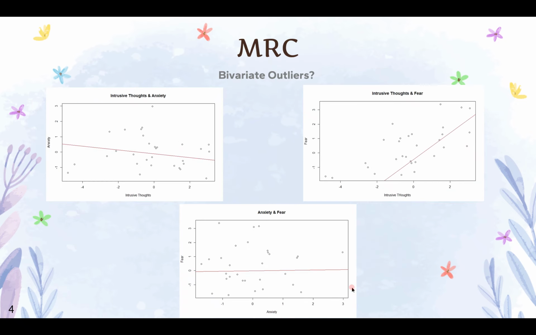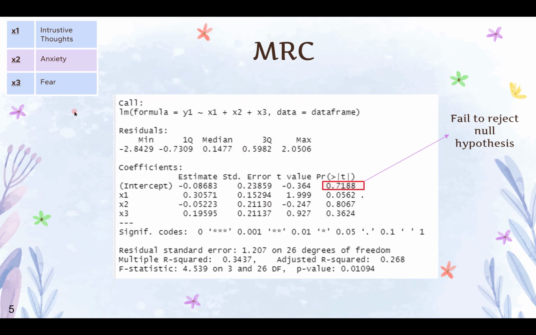So to start off with MRC, we can look for bivariate outliers in our data, and we can see that we do have some in the anxiety and fear plot, and also the intrusive thoughts and anxiety plot. However, once we run the analysis, we fail to reject the null hypothesis because p is greater than 0.05. However, we can see that x1 does have a significant influence on OCD severity, so that would be able to tell us that maybe intrusive thoughts heavily impact someone's OCD severity.